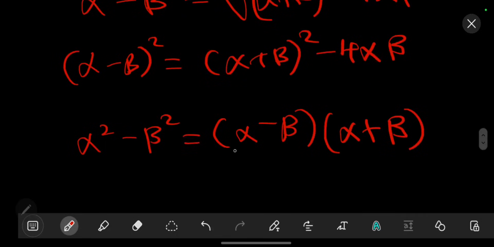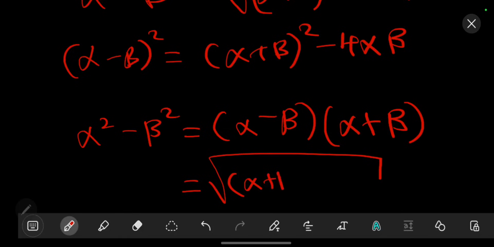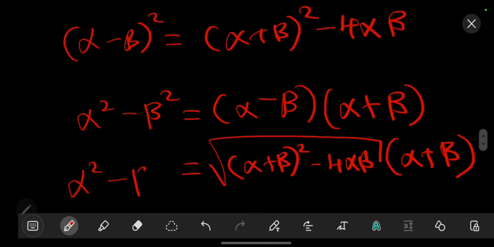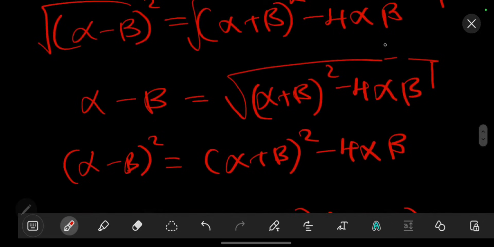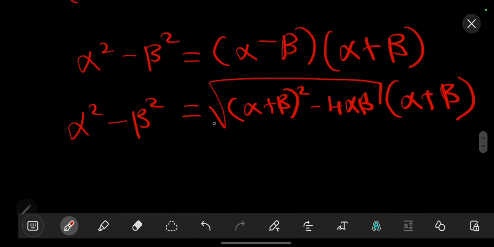So as we know, our alpha minus beta is equivalent to the square root of our alpha plus our beta squared, then minus 4 alpha beta, like that. Then multiplied by alpha plus our beta. So this is the identity of alpha squared minus our beta squared, like that. Just leave what this is equal to, the square root of that. So this is how we find the value for that one.